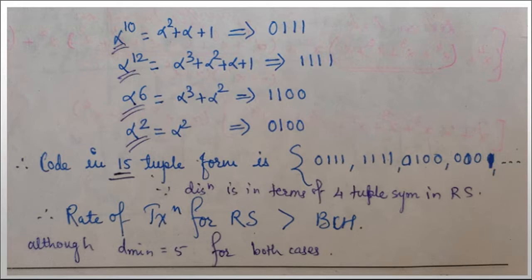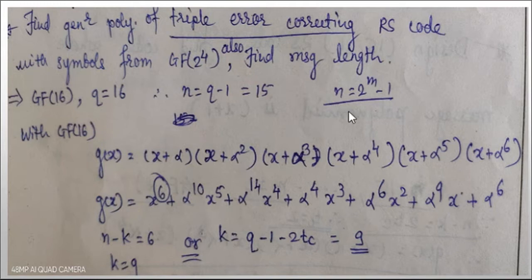Now let's look at the next example, which is again on the RS. This has been specified with the generator polynomial of a triple error correcting code. Means tc is equal to 3. So if tc is equal to 3, ultimately g of x will be x plus alpha, alpha square, alpha cube, alpha raised to 4, alpha raised to 5 and alpha raised to 6 multiplied together. By multiplying all these terms, with the reference of which table this time? Since it is provided in the problem statement, it is the GF of 2 raised to 4, the 16 table. Again we will get the values of g of x.